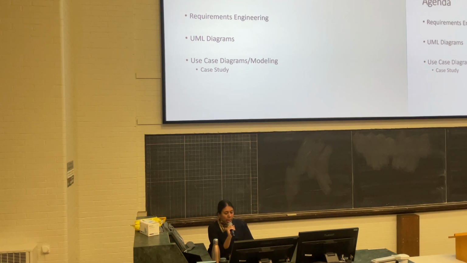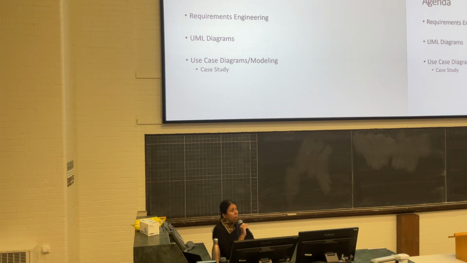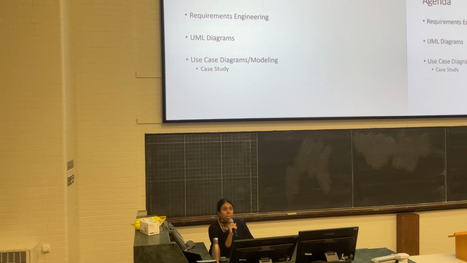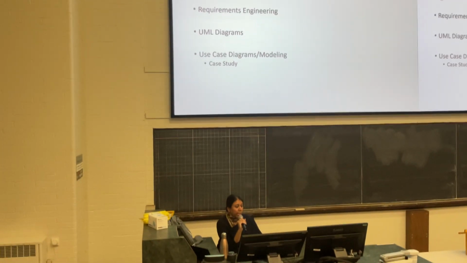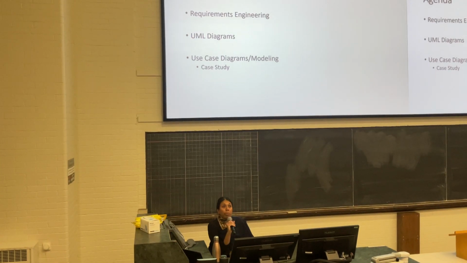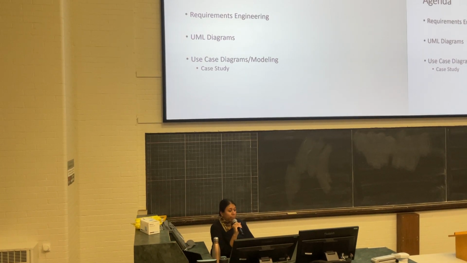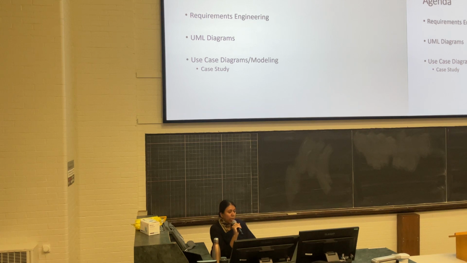So user stories and epics are more for lightweight processes like Agile, whereas requirements engineering is more for the heavyweight processes like the waterfall model. We're also going to see how we can capture requirements using use case models. Use case diagrams are part of the UML diagram family, so we're going to look at a few of these different diagrams.